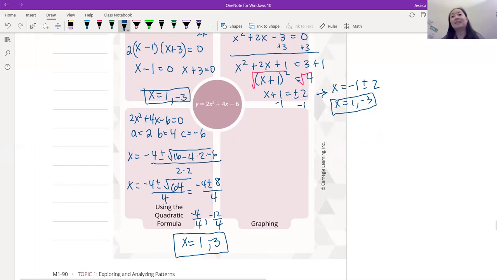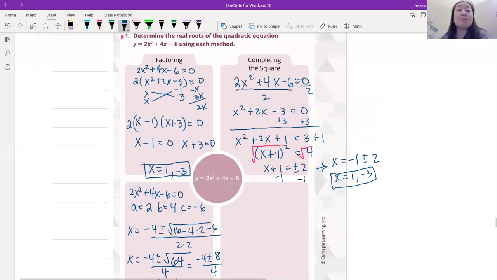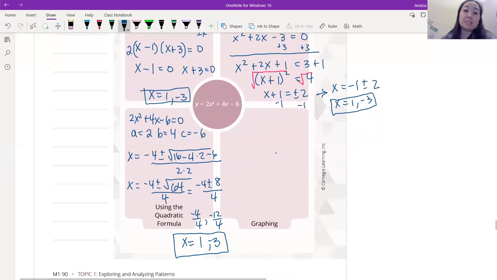You're like, wait a minute. See how all the answers are exactly the same? And with graphing, well, we could do the graphing now. You wouldn't solve it with graphing because, you know, this is what we're trying to get to. So we do know, though, that the roots, we've found the roots 3 different ways, is 1 and negative 3.